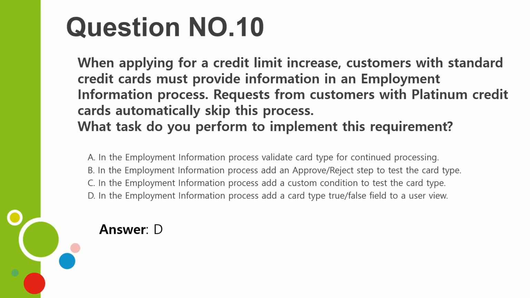A. In the employment information process, validate card type for continued processing. B. In the employment information process, add an approve, reject step to test the card type. C. In the employment information process, add a custom condition to test the card type. D. In the employment information process, add a card-typed true, false field to a user view.